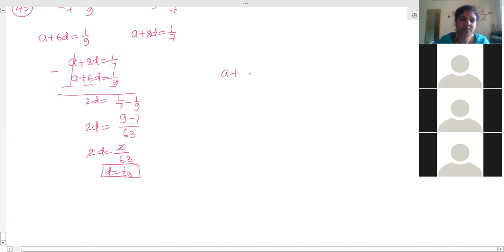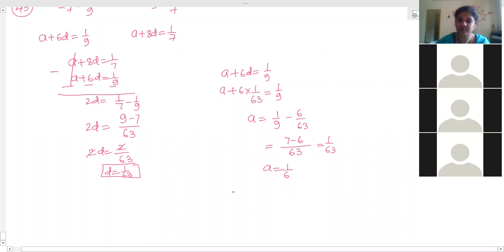A plus 6D is equal to 1 by 9. A plus 6 into 1 by 63 is equal to 1 by 9. So A is equal to 1 by 9 minus 6 by 63, taking it on the RHS. The LCM is 63, so here you have to multiply with 7. 7 minus 6 is 1 by 63. So the value of A is also 1 by 63.